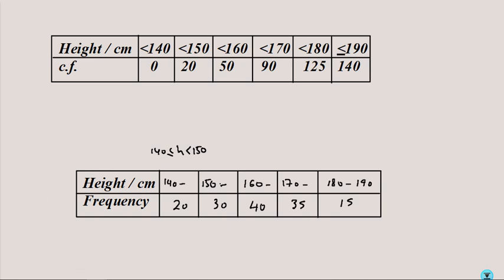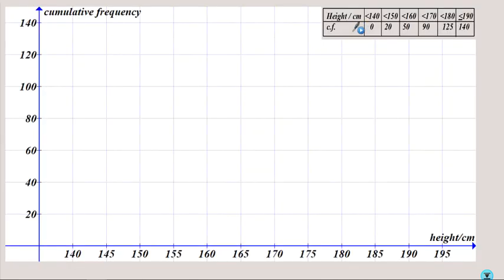Now, let's go back to our cumulative frequency. This is our set of data. It seems quite logical to try to plot this to get a graph. So we ignore the fact that this is less than 140, and we simply draw a point at 140, 0. So we have this point. 150 at 20, we have a point here. 160 and 50, a point here.